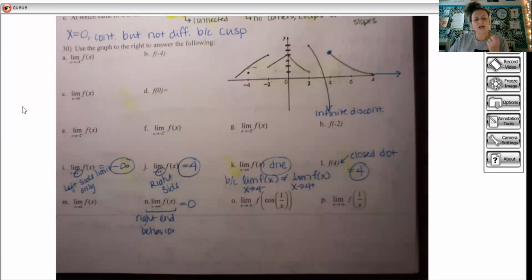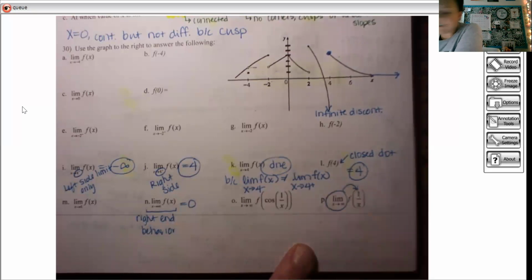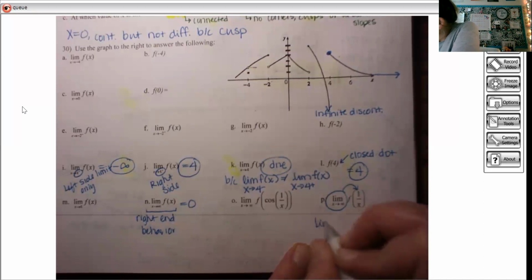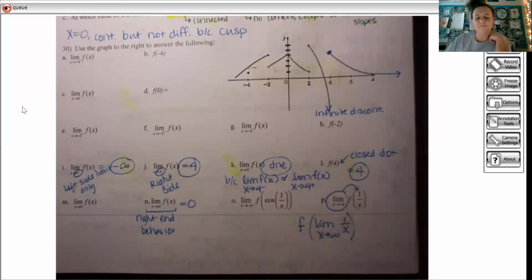Then let's do the last one in this set. Let's do letter P. I want the limit as x approaches infinity of f of 1 over x. Remember, the rule for compositions of functions is that you take the limit and apply it to the middle. So I'm going to find the limit as x goes to infinity of 1 over x, and then once I find that result, I'm going to plug it back into function f.